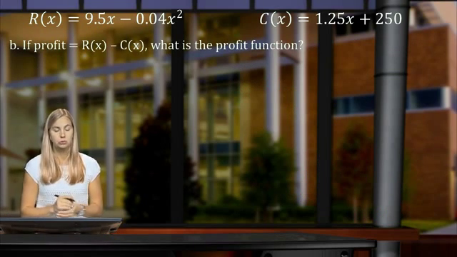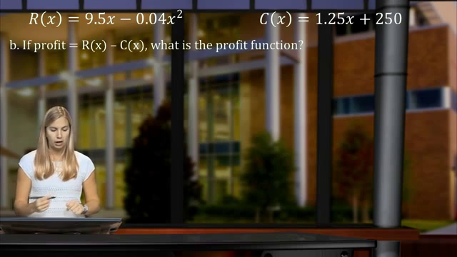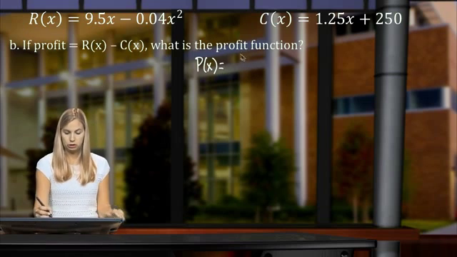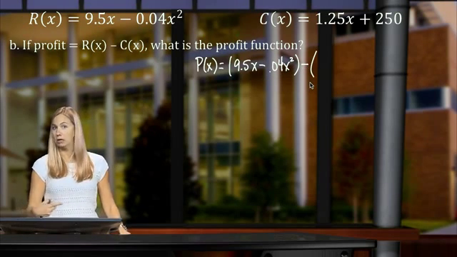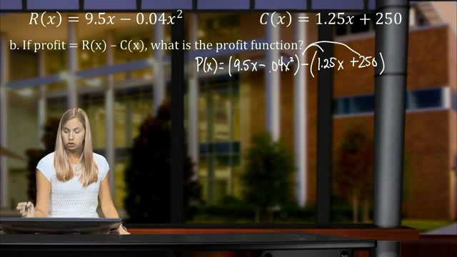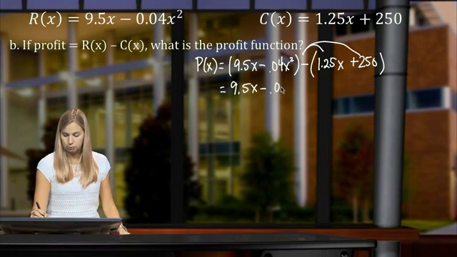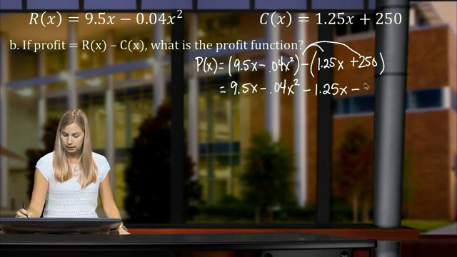If profit is equal to your revenue minus your cost, what's your profit function? We've seen an example just like this in one of our projects. Our profit function is going to be revenue, 9.5x minus 0.04x squared, minus my entire cost function. Make sure you use parentheses here. 1.25x plus 250. We'll distribute the minus sign, so we get 9.5x minus 0.04x squared minus 1.25x minus 250.